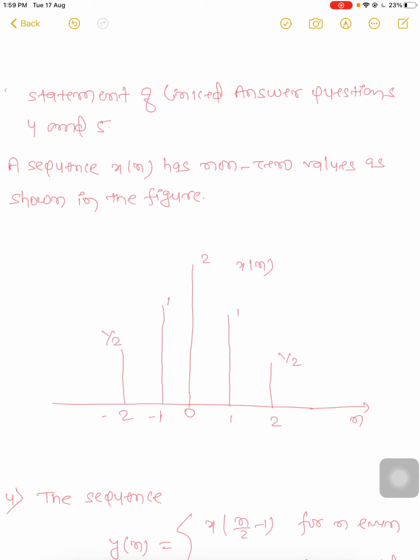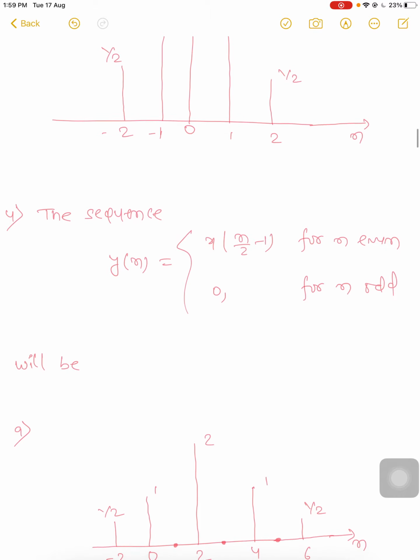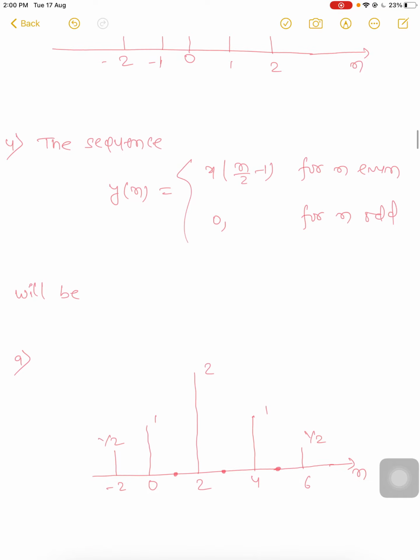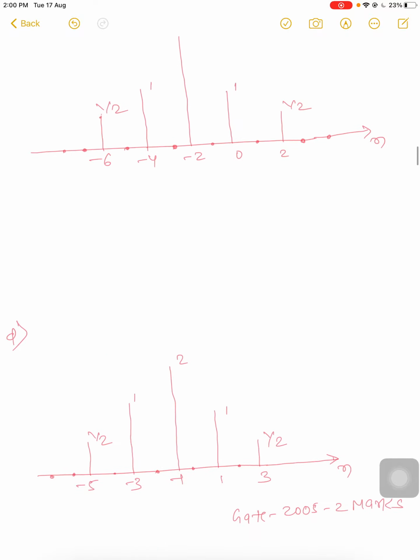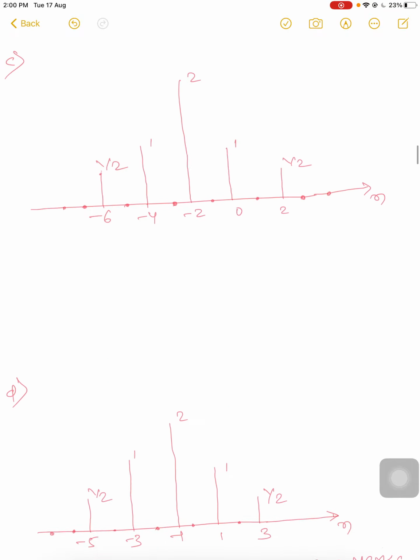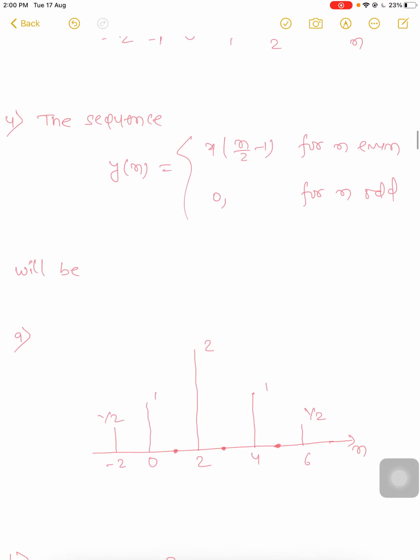Now a statement based question, numbers 4 and 5 are statement based. A sequence x[n] has non-zero values as shown in the figure. Here x[n] is defined at 0, 1, 2 and -1 and -2. The sequence y[n] is equal to x[n/2 - 1] for n even, and for n odd it will be 0. We have to find out y[n]. This one was asked in GATE 2005 for 2 marks. Very simple. This one is graphical, but we only have to check it.